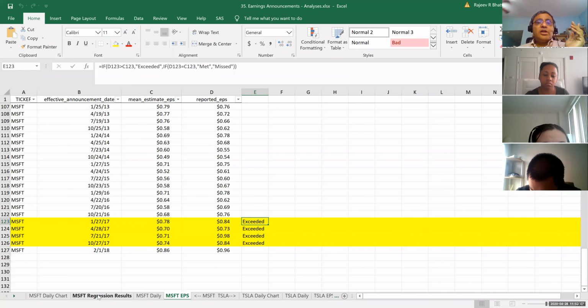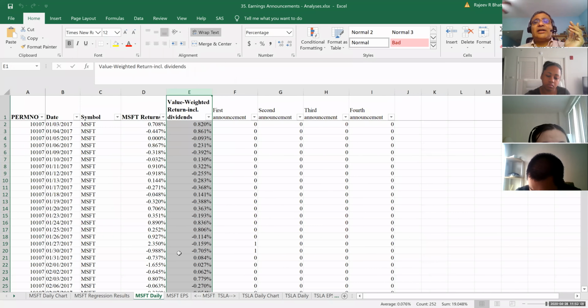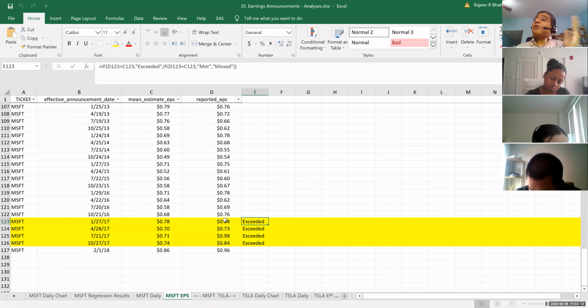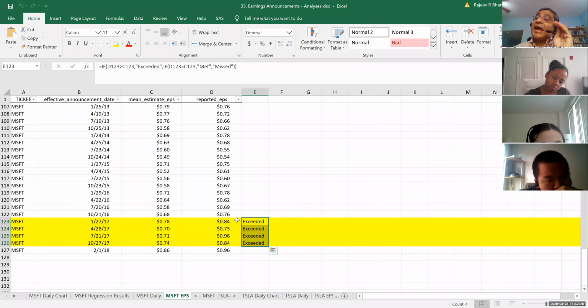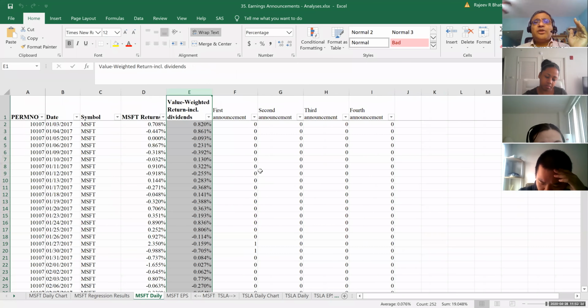So now let's look at what we're trying to do. Let's see if these particular earnings announcements, which all exceeded analyst estimates, not necessarily market estimates, had a significant impact on the market for Microsoft stock. So let's do an event study. A very simple one, but let's do it. So how do we do that?